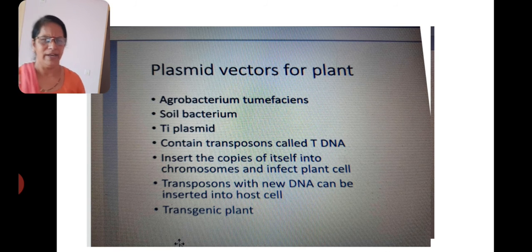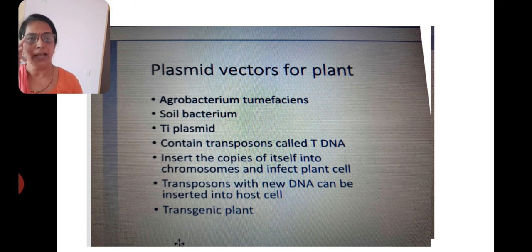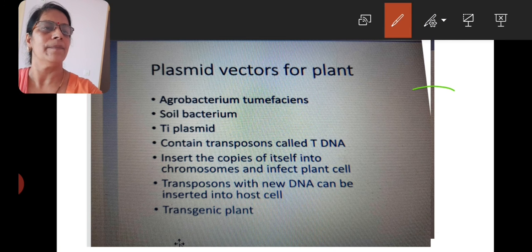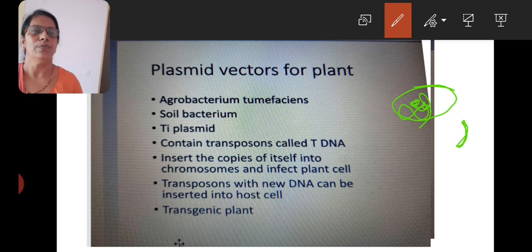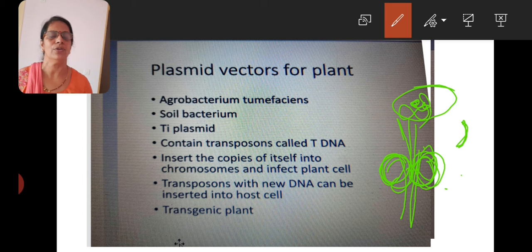Which are the plasmid vectors for the plant? Agrobacterium tumefaciens is the plasmid vector for the plant. With the help of Agrobacterium tumefaciens, we can introduce the foreign gene into the plant. Suppose this is Agrobacterium tumefaciens, and it has a plasmid. It is a soil bacterium present in the soil, and it produces tumors on the plant. That's why it is called the Ti plasmid, that is the tumor inducing plasmid.